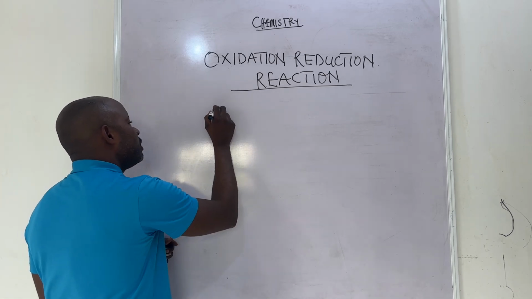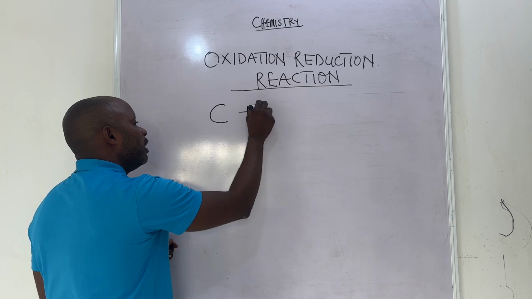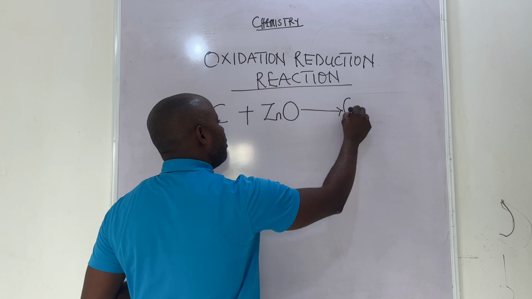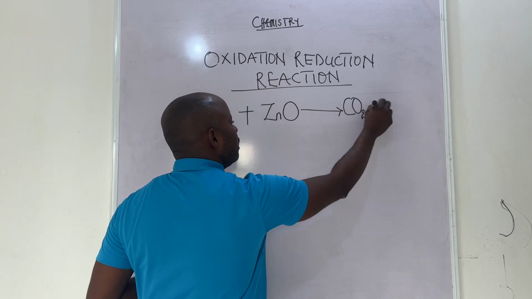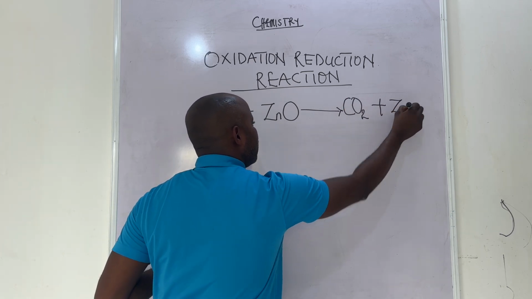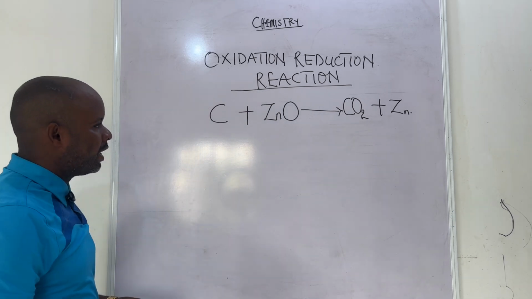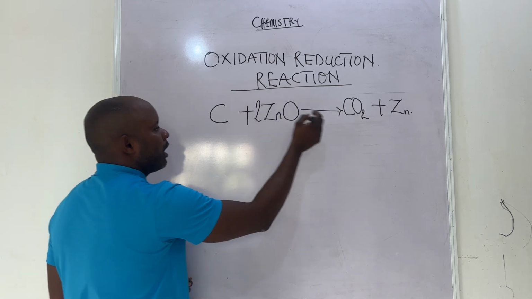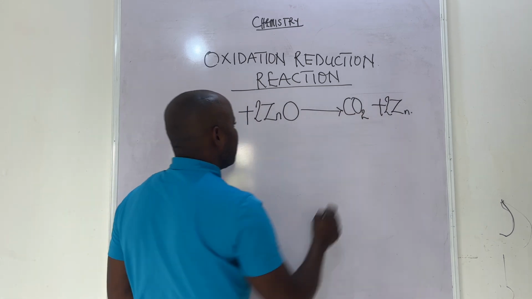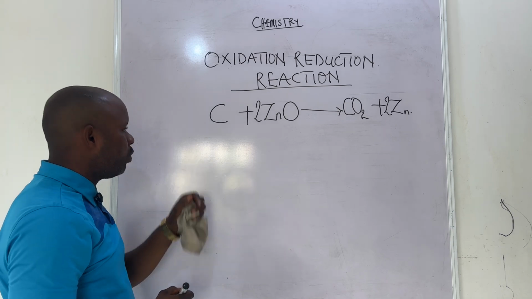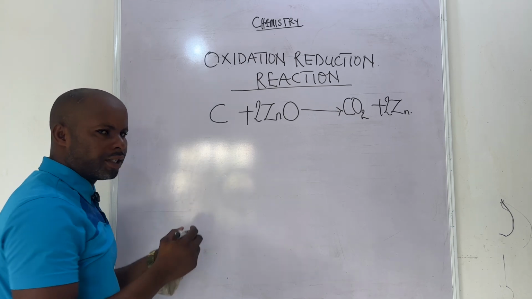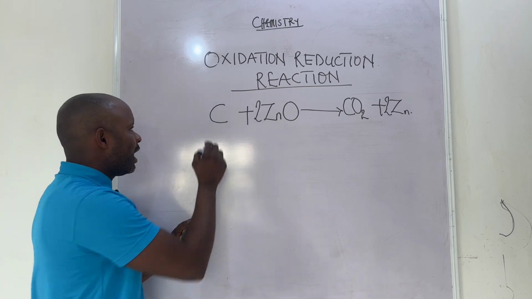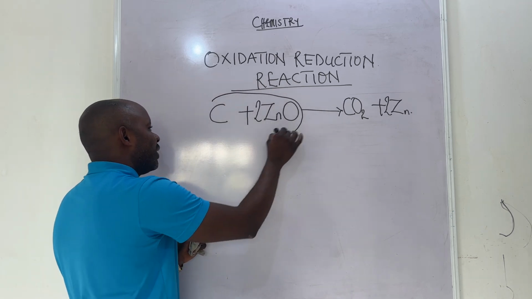Let's use carbon plus zinc oxide to give CO2 plus zinc. Let's just balance the equation; we have 2 here. If we have an equation like this, let me bring out a point. When you're looking for the oxidizing and reducing agent, be very concise with the part of the equation known as the reactants.